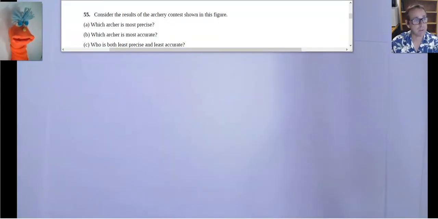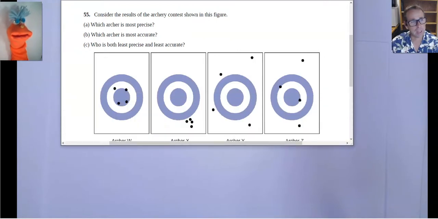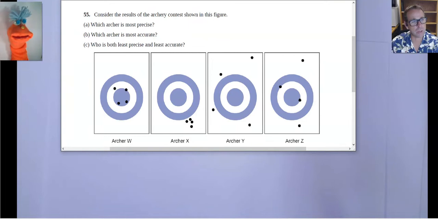All right, so we had an archery contest, huh? Guess that's what it looks like. We want to figure out who the winner is, I guess. No, we just want to know which one is more precise and accurate and that sort of thing. Okay. All right. So, which archer is most precise?